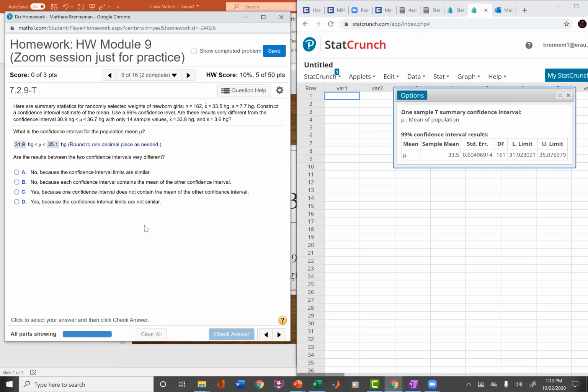Okay. And so now what it's doing is it's also telling you the results from a different study where we only used 14 values, okay? And what it wants to know is, are the confidence intervals very different? And this is what it's asking. This is not so obvious necessarily, okay?